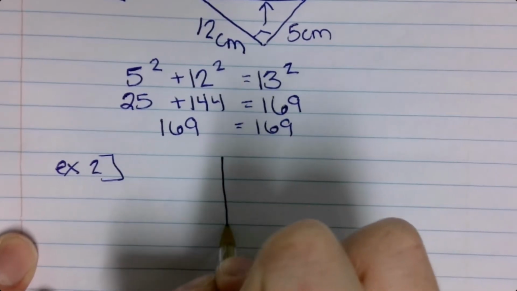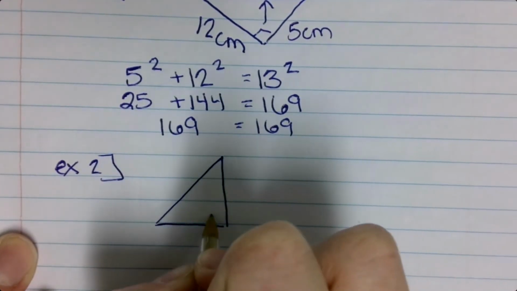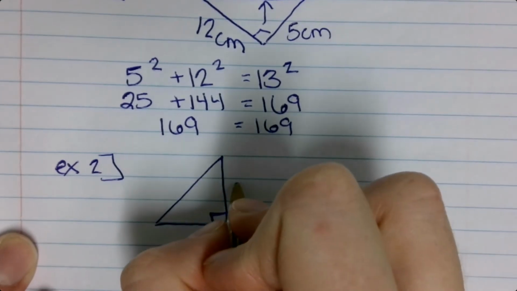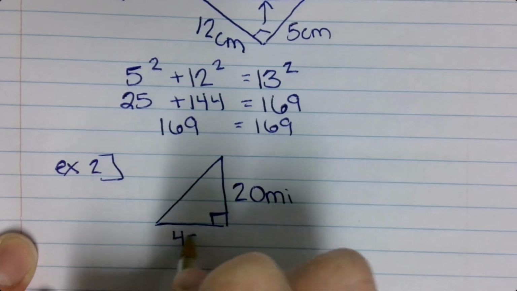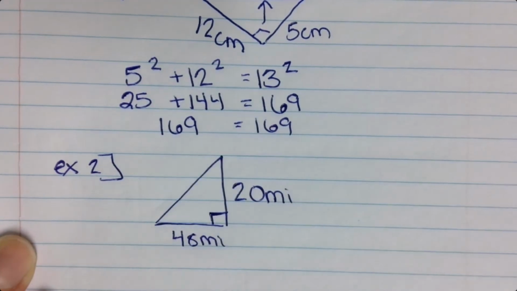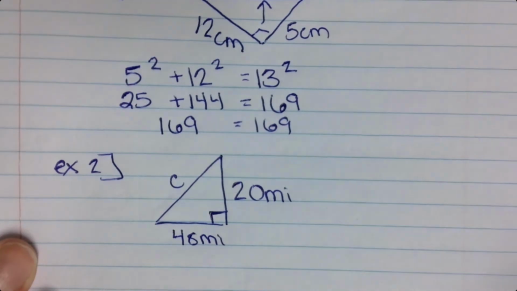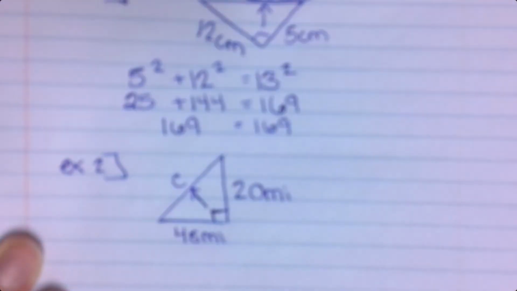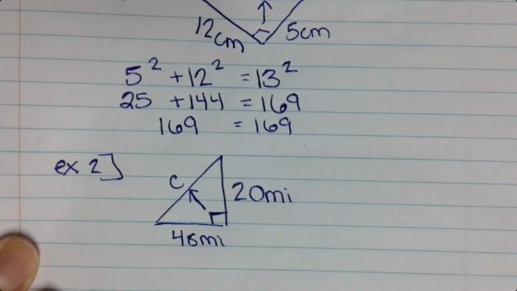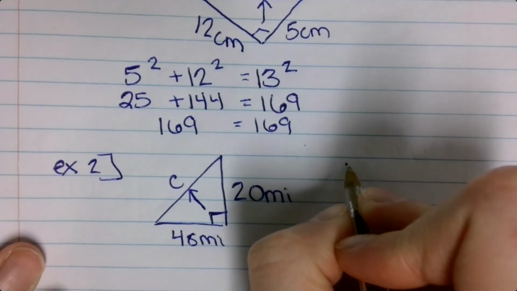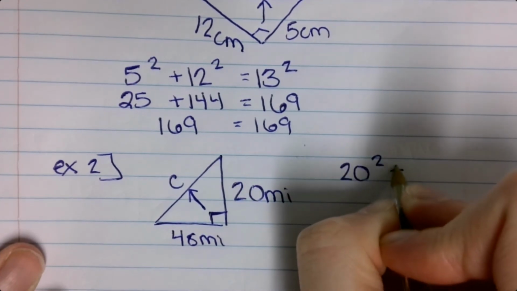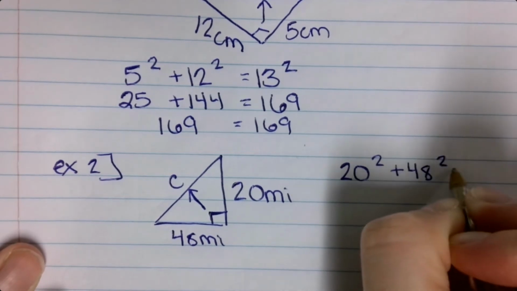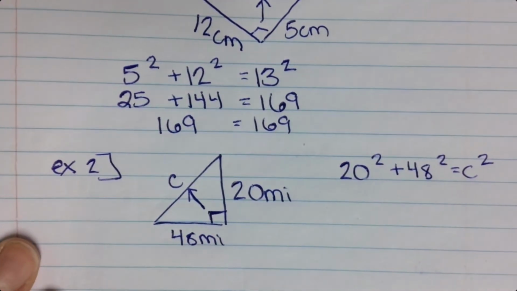So we're going to draw a right triangle. We're going to label up and down 20 miles. Left to right is going to be 48 miles. I know my triangle is horrible. And then this is going to be called C, right? C squared. We are going to go across. So we are going to do, it doesn't matter which one's which, 20 squared plus 48 squared, and that's going to be equal to C squared.